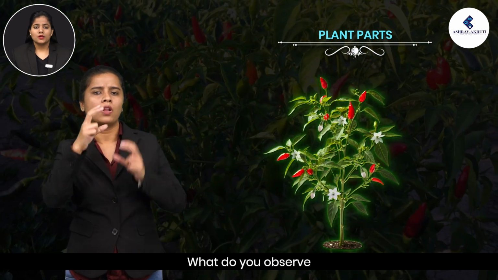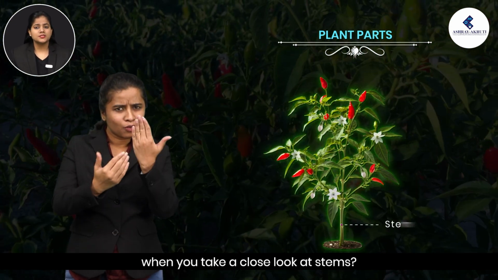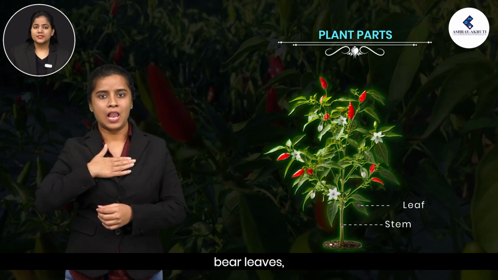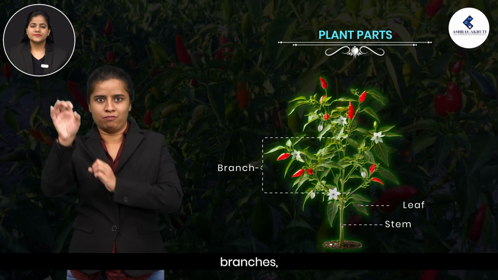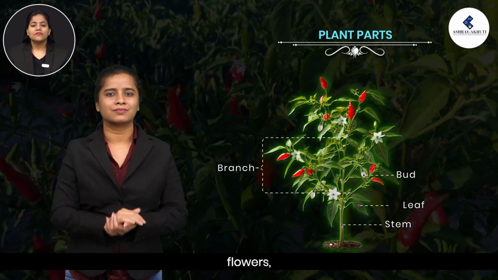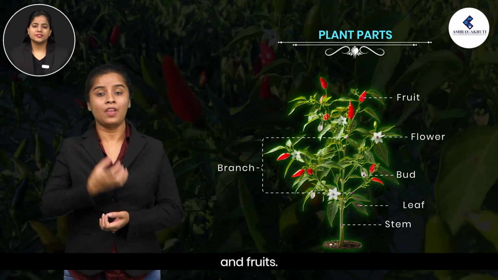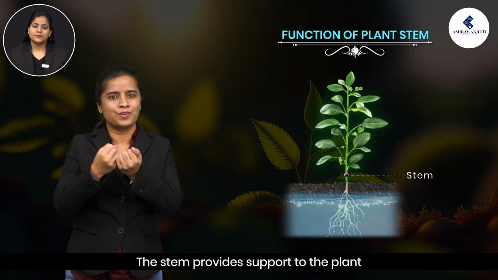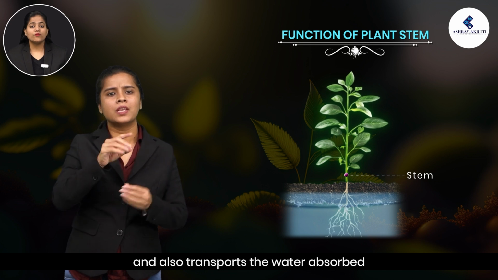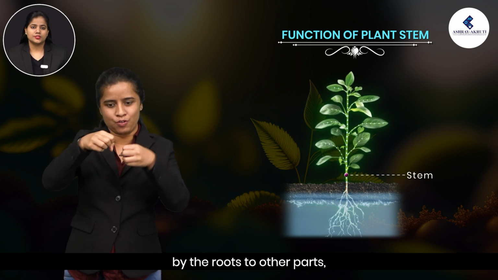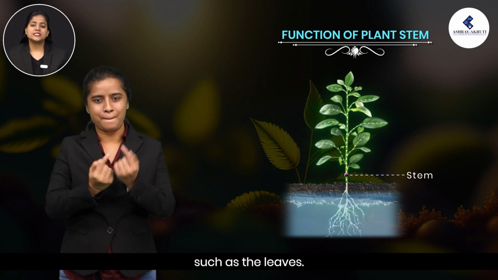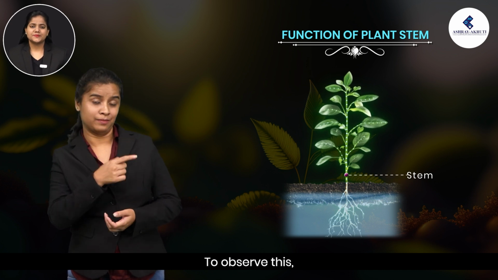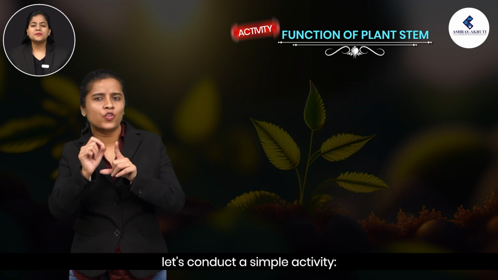What do you observe when you take a close look at stems? Stems bear leaves, branches, buds, flowers, and fruits. The stem provides support to the plant and also transports the water absorbed by the roots to other parts, such as the leaves. To observe this, let's conduct a simple activity.